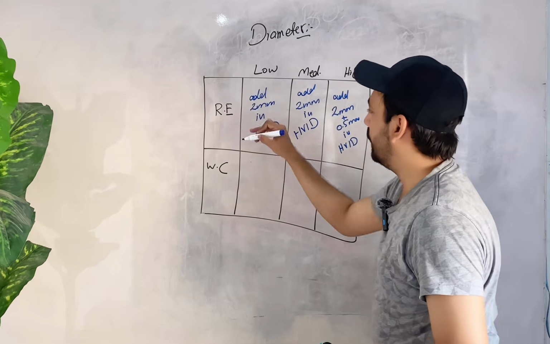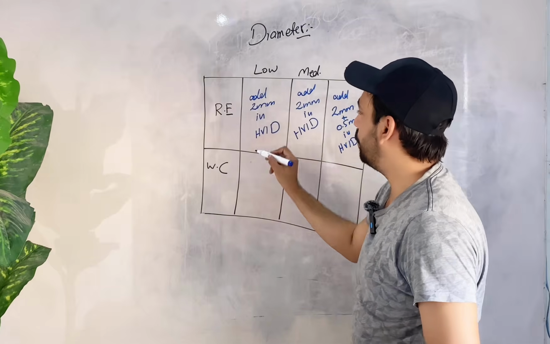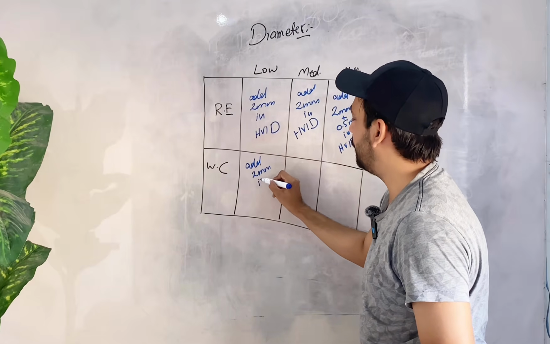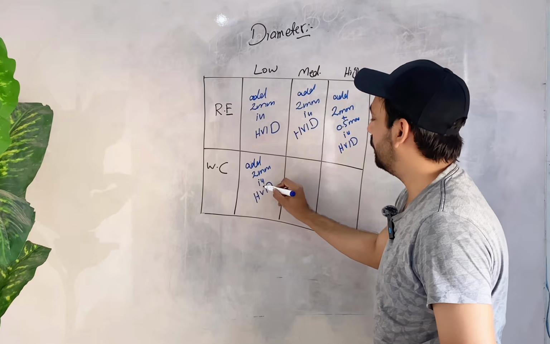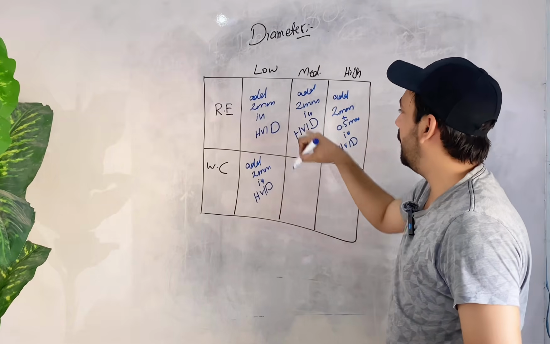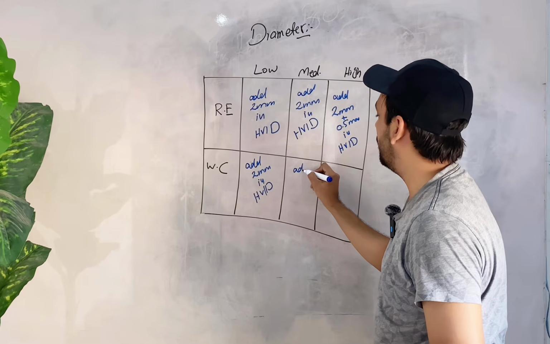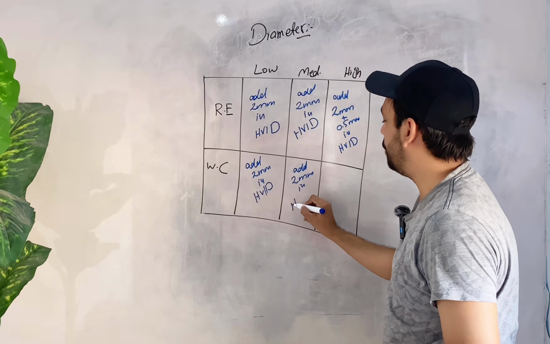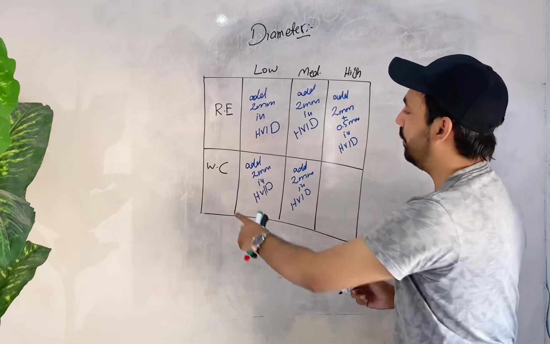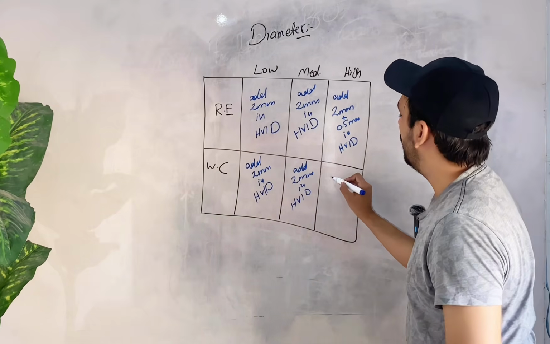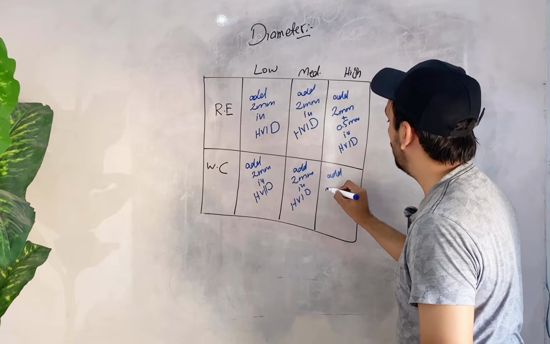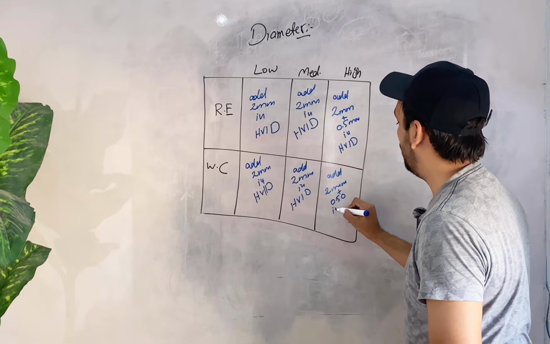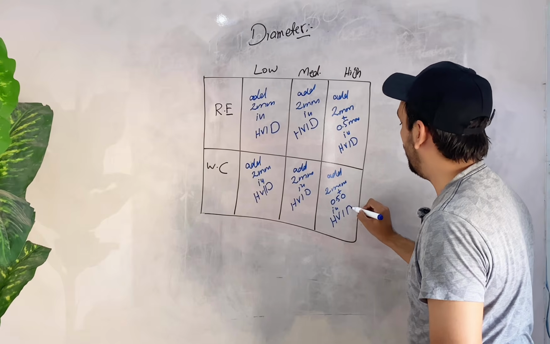Remember that, right? So in this case, if the water content is low, we will add 2 mm in HVID, the same, right? If the water content is medium, then we will add the same 2 millimeter in HVID, right? And if the water content is so high, then we will add 2 mm plus 0.5 in HVID.